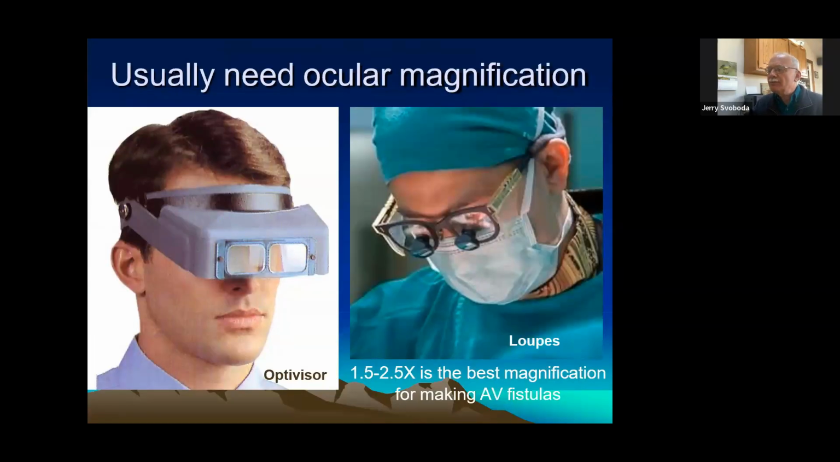Magnification is used by most people making AV fistulas. On the left is the inexpensive choice, which I used my entire career, called an OptiVisor. These are readily available either from sources in the States or China, and they're inexpensive. Some of you may have magnification loops. One of our students in Tanzania was a plastic surgeon, and he came to the camp with his own loops. But low power magnification is helpful.